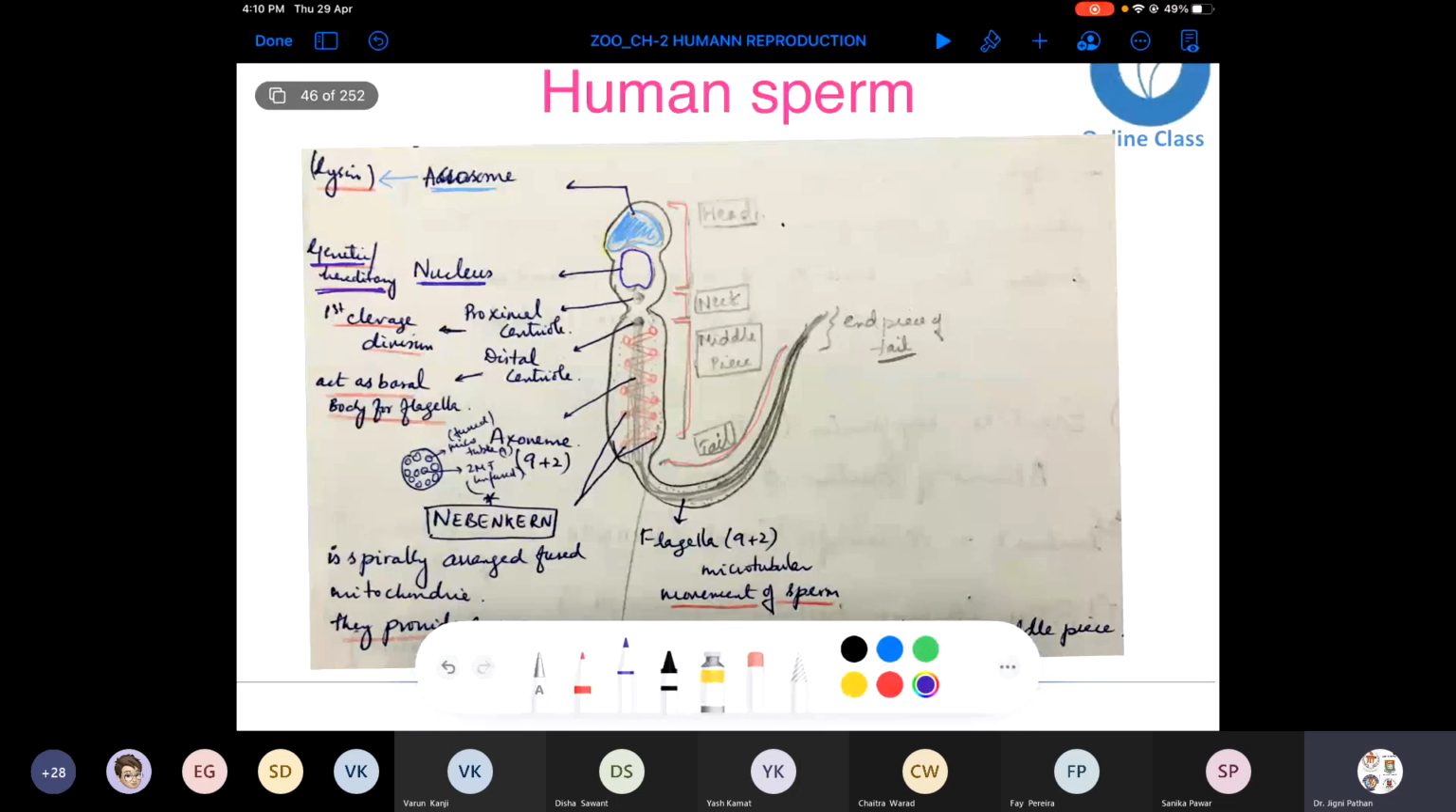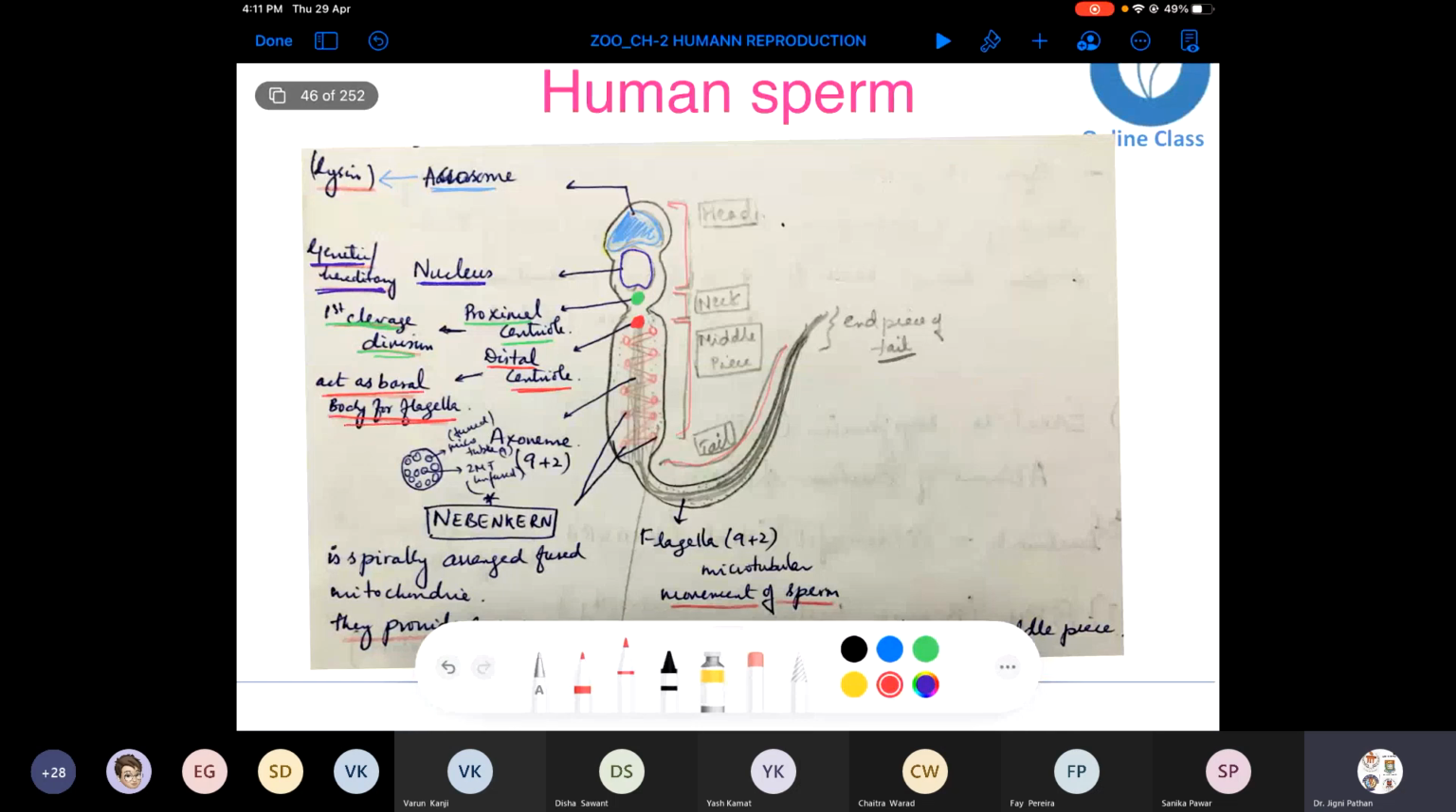Then there is a constricted part called neck, which has two centrioles. One centriole is called proximal centriole. You just write down, it helps in first cleavage division. Just write this down, I'll explain what it means. Then there is one more centriole called the distal centriole that acts like a basal body for flagella. I'll explain this also.